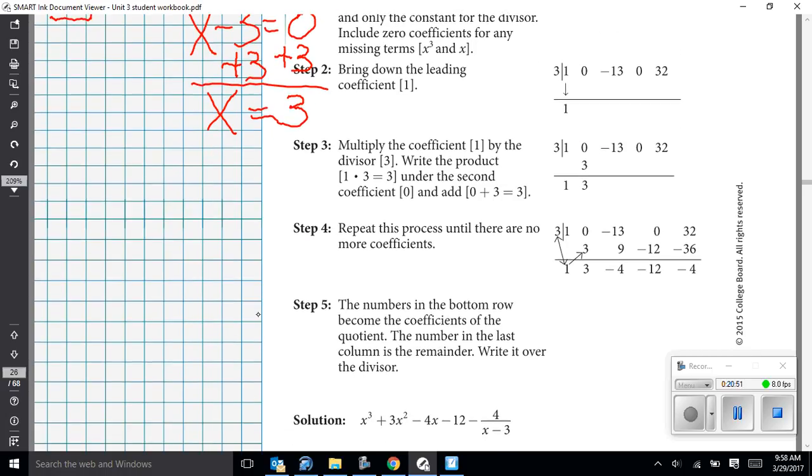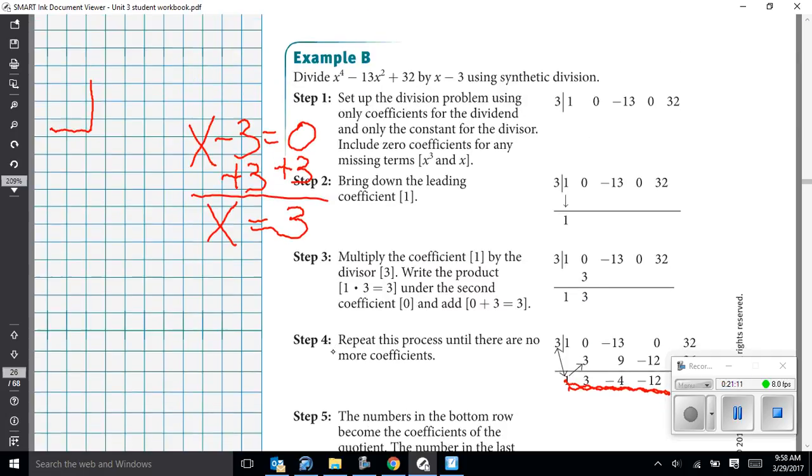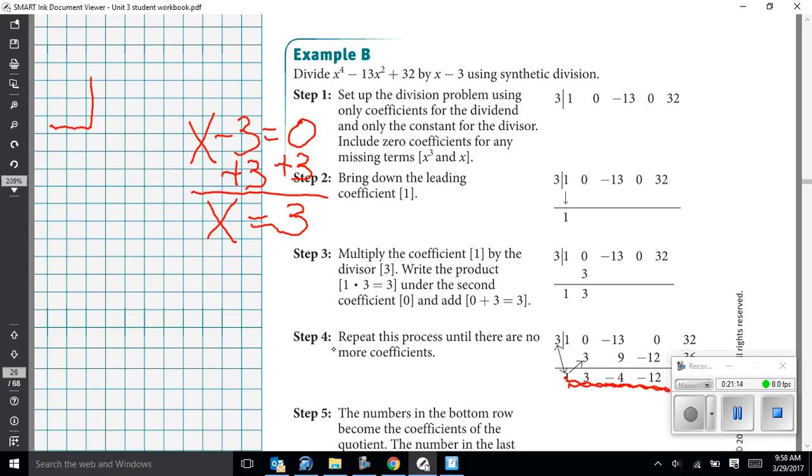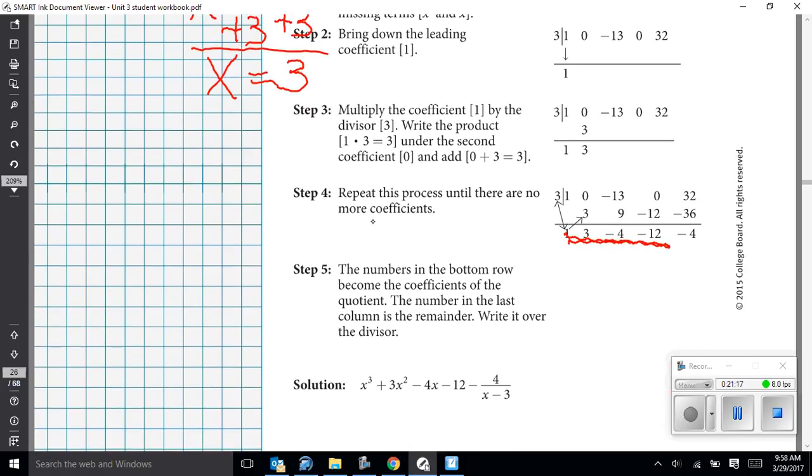So now what happens is these are the numbers that go in front of all of our terms. So when we divide this x to the 4th by x, our first term is x cubed. So we're going to have 1x cubed plus 3x squared minus 4x minus 12, and then our remainder is negative 4. So that converts to a fraction over what we were dividing by, the x minus 3.